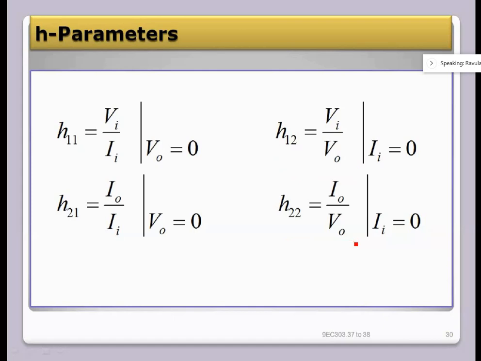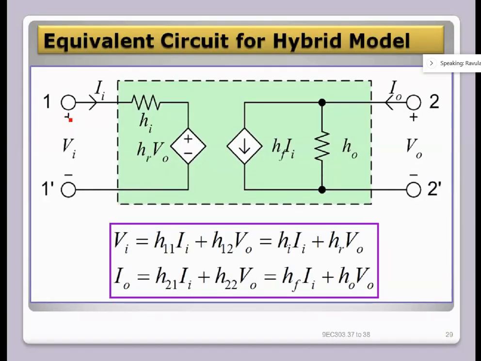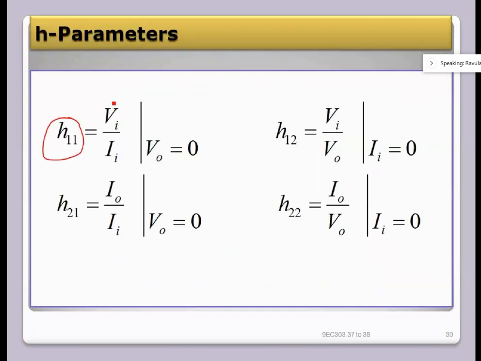With these equations, I can now define H11 as Vi by Ii, that means V by I. According to Ohm's law, V by I equals R. So H11 is a resistance. What kind of resistance is it? See here, H11 is the input resistance, because this is Vi and Ii, both input voltage and input current. So H11 is the input resistance, and I can substitute H11 as Hi.